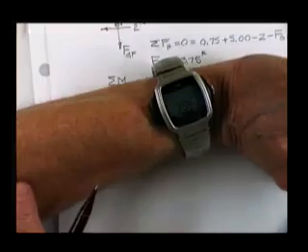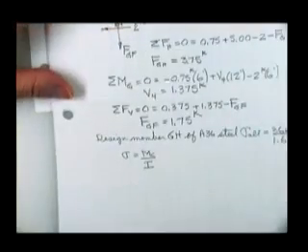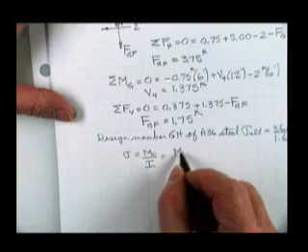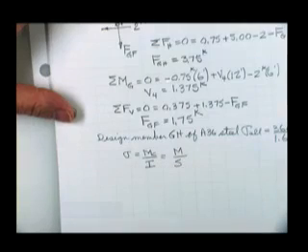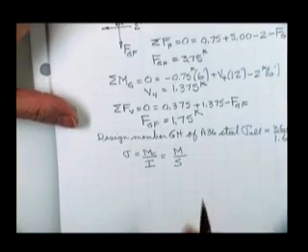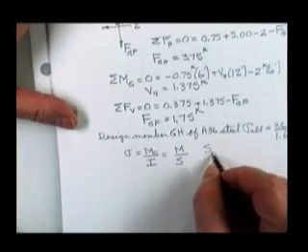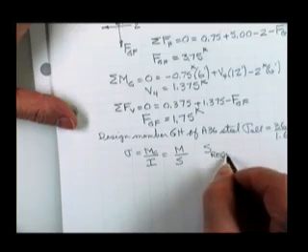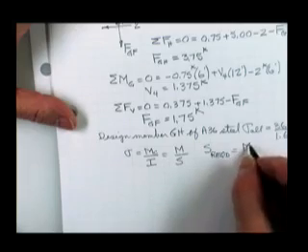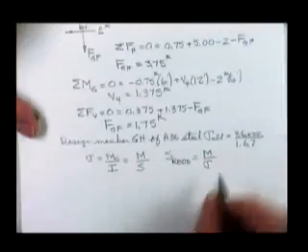If you get sigma is equal to MC over I, it's always good. You will never go wrong. And that's equal to M over S. What is S? The section modulus, that's correct. And therefore the section modulus that is required is equal to the bending moment divided by the allowed stress.